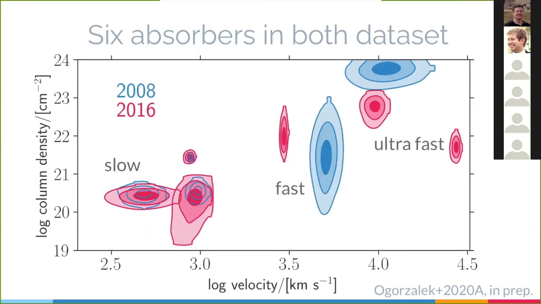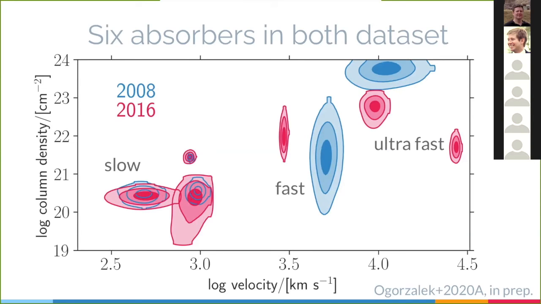So we detect 6 absorbers, and remarkably, they show independently in both datasets. Here I show their column density and velocity. We have 3 distinct groups of absorbers: slow absorbers that are moving at a few hundred kilometers per second, fast ones moving at a few thousand kilometers per second, and ultra fast ones moving at tens of thousands, up to 10% of the speed of light. So these components, for example, span line widths from 200 to a few thousand kilometers per second.